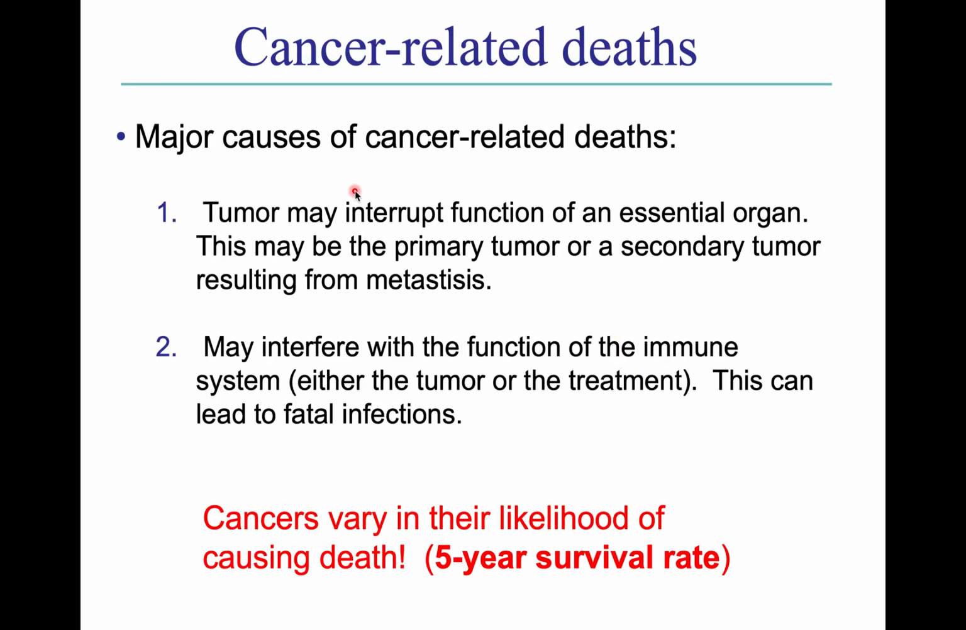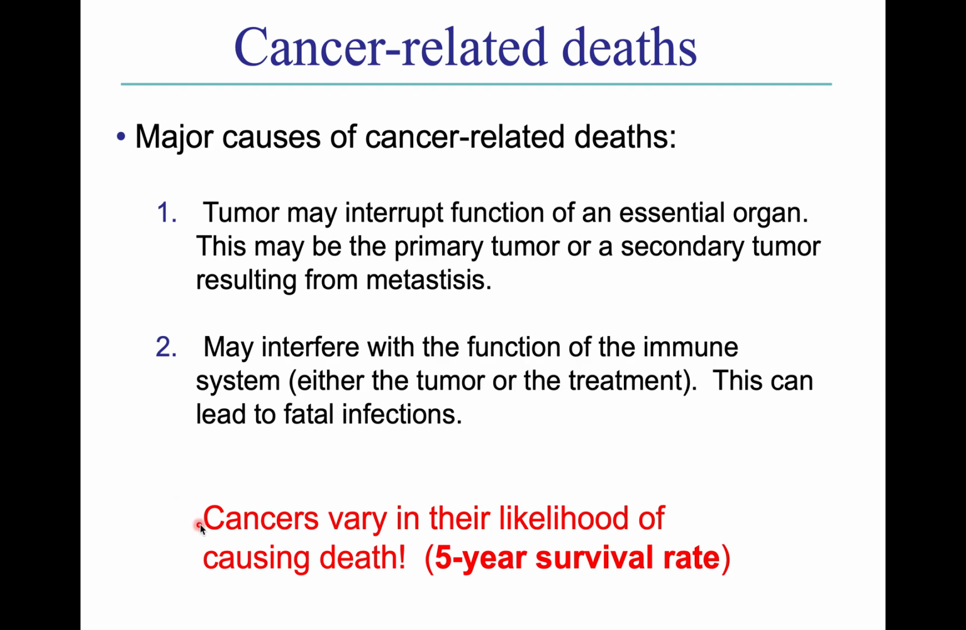There's really two main causes of cancer-related deaths. One is the tumor: the cancerous cells basically interrupt the function of some critical organ. So you're basically replacing the normally functioning cells in that organ with cancer cells, or the tumor just gets so large that it's blocking the physical function of that organ. Or cancer may interfere with the immune system, and then that leaves you open to potentially fatal secondary infections. So either of these could be huge problems.